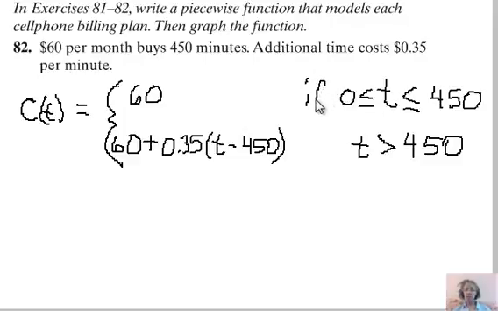So if t is between 0 and 450 inclusively, the plan costs $60. If the amount of minutes you use each month is between 0 and 450, including 0 and 450, then you pay $60. If the amount of minutes you use each month is greater than 450, then you pay $60 plus 35 cents times t minus 450. All right, and that would be my function.